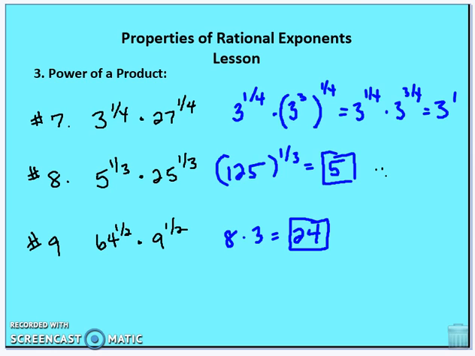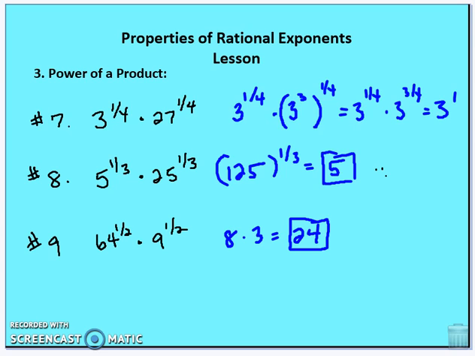All right, answer is 3 to the 1/4 times 27 to the 1/4. In the first case, we can either multiply the values together and then take them to the 1/4 power. In this case, what I did was I reduced 27 to 3 to the 3rd, and then used power of a power, and then used power of a product to come up with a value of 3.